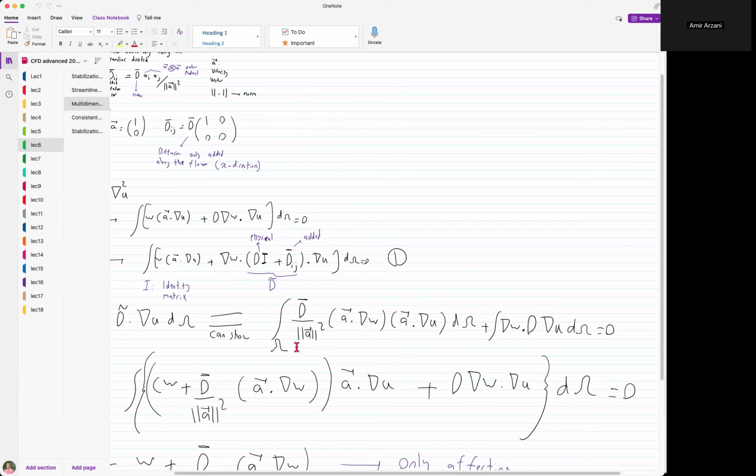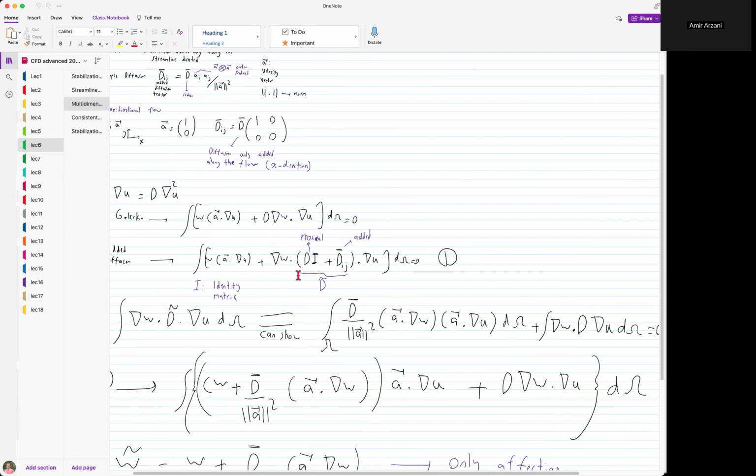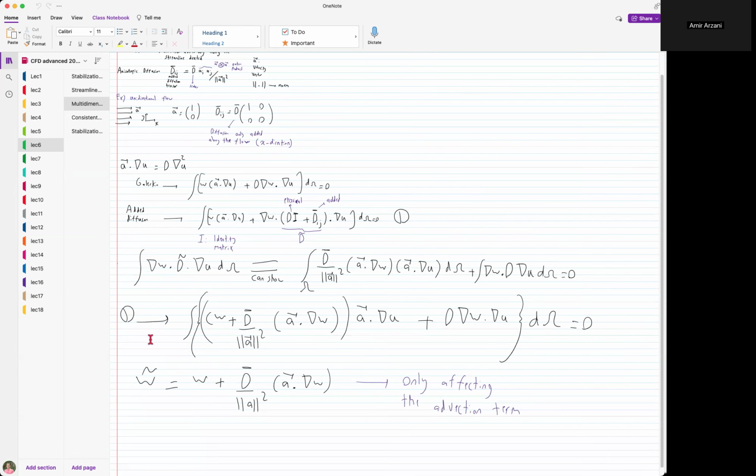Okay, so if I plug these two into my weak form and collect the terms, this is the final form of the equation that I get. So I arrive at something like this. And this is kind of similar to what I arrived at in the previous section for the 1D case where I added artificial diffusion.